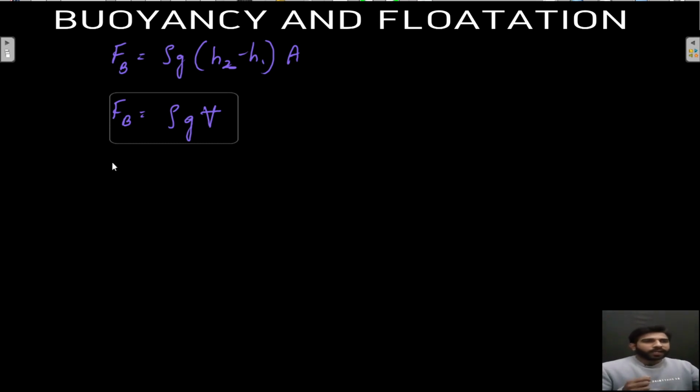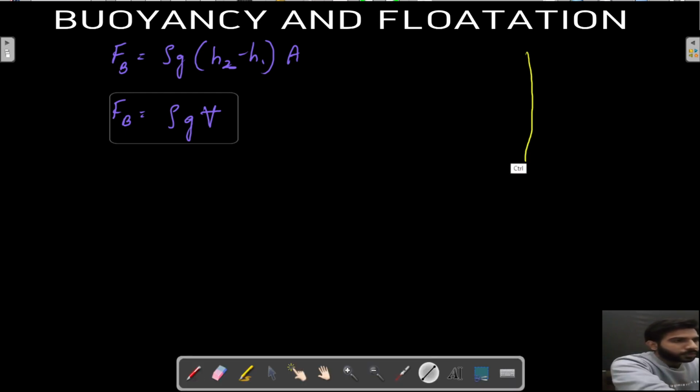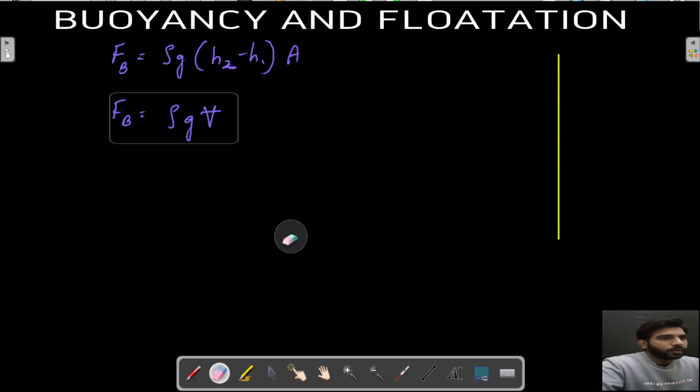But according to Archimedes' principle, he stated that buoyant force is equal to the weight of the displaced fluid. So let us see if rho g V will be equal to the weight of the displaced fluid. So let us have a discussion at the side here.